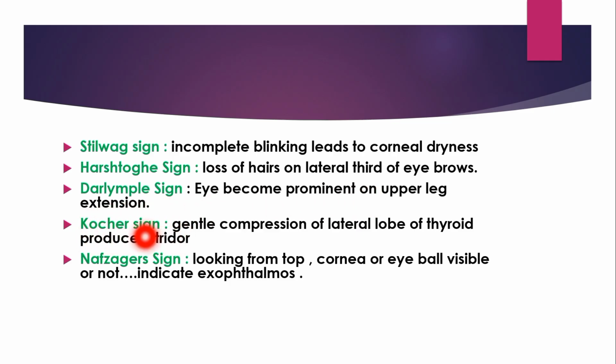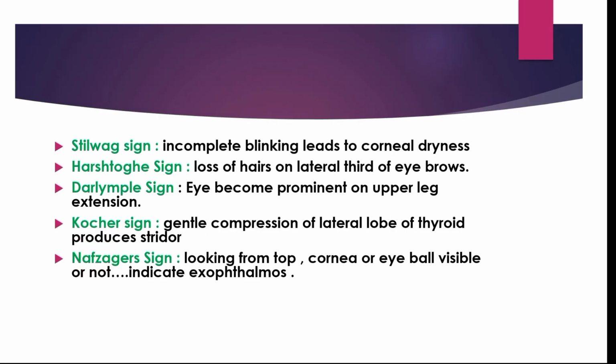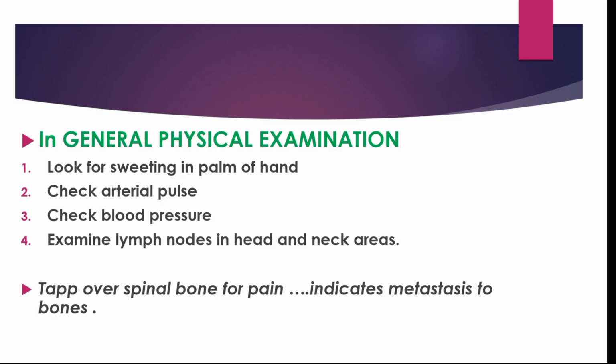Then there is Kocher sign. In Kocher sign, we do gentle compression of the lateral lobe of the thyroid gland, which produces stridor. Then there is Naffziger sign. In Naffziger sign, look from the top and note whether the cornea or the eyeball is visible or not. If the eyeball is visible or prominent, it indicates exophthalmos.